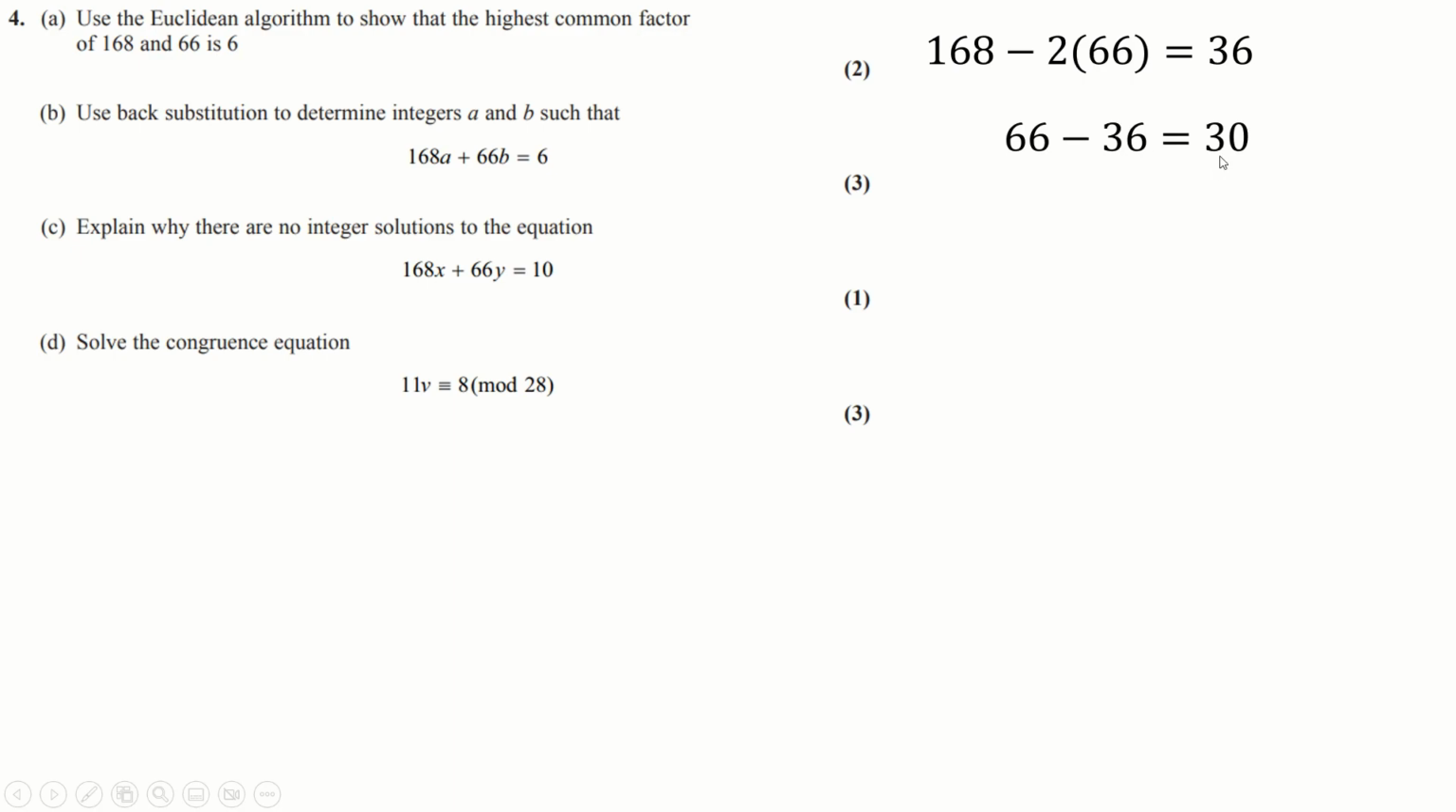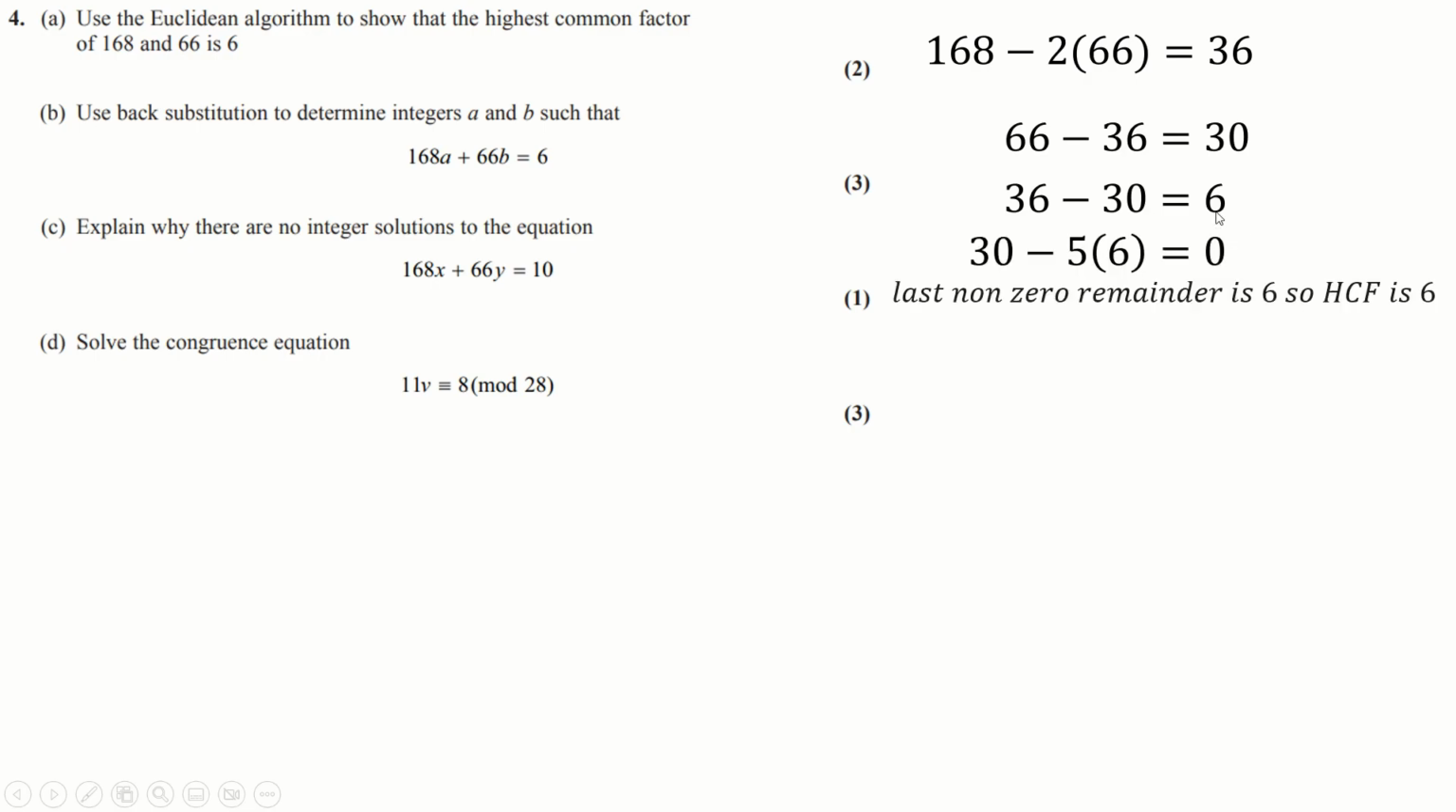And then 36 minus 30, again, only once, you get to 6. Then 30, take away 5 lots of 6 goes to 0. And because 6 is the last non-zero remainder, the highest common factor is therefore 6.